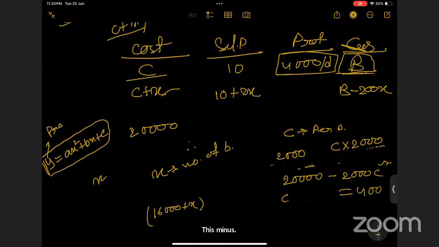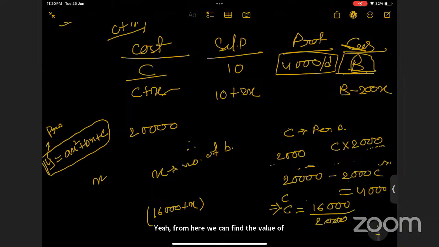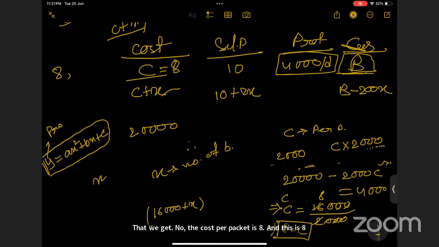Is it correct? Yes, ma'am. Yeah. From here we can find the value of C. So the value of C is 8. That we get. Now the cost per packet is 8 and this is 8 and we're selling it this.